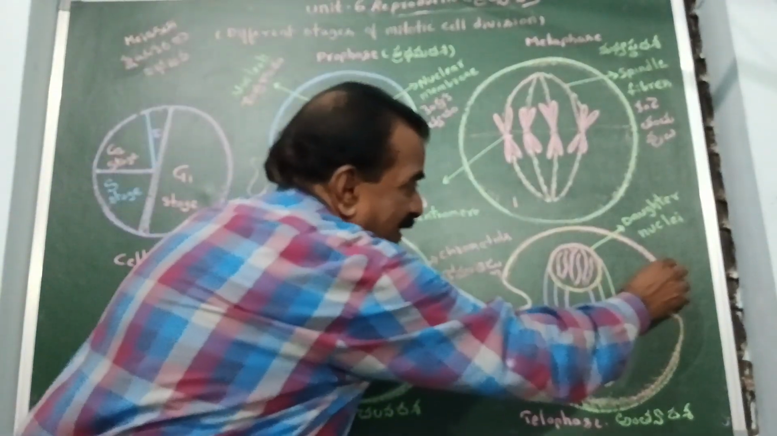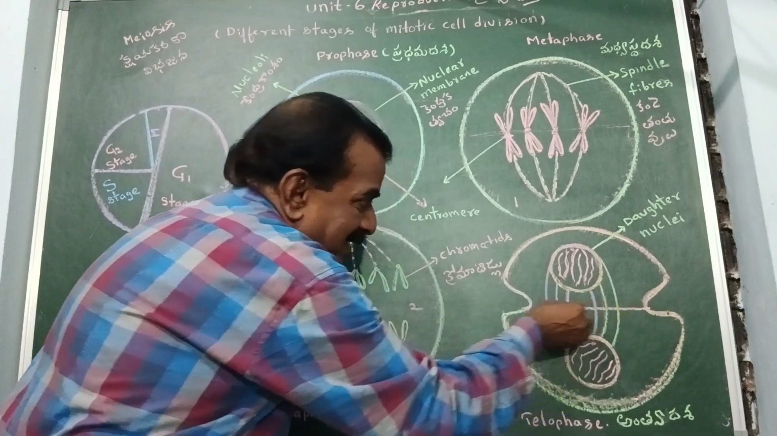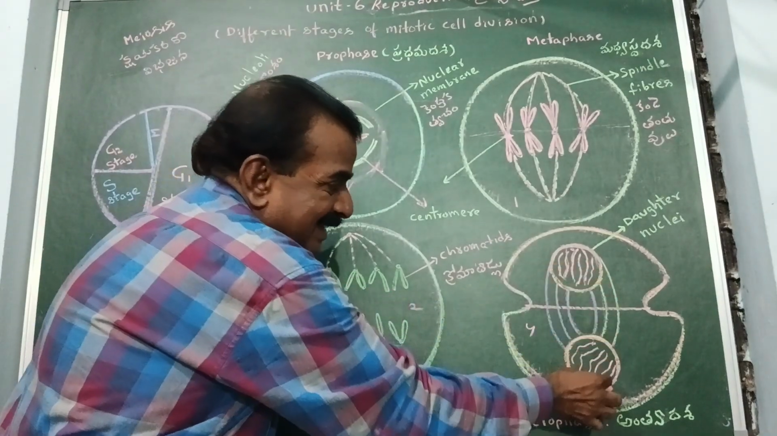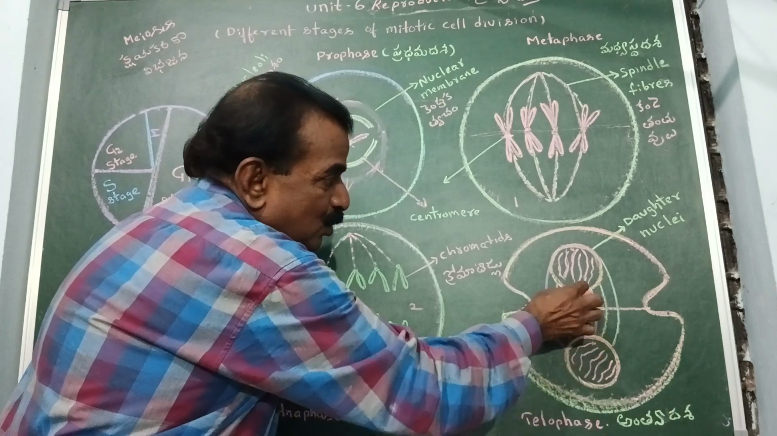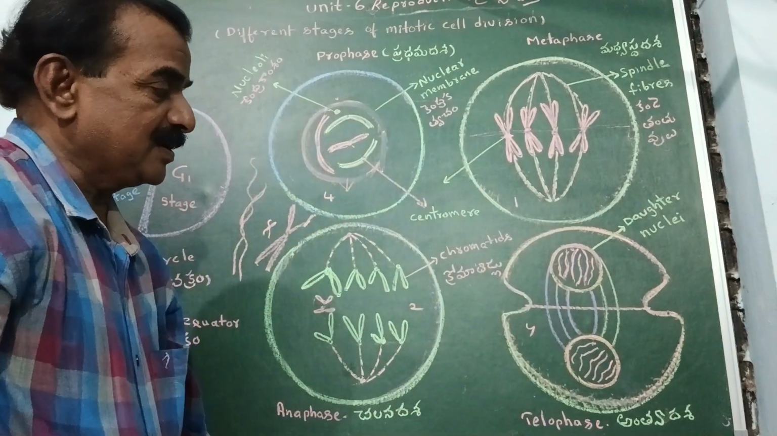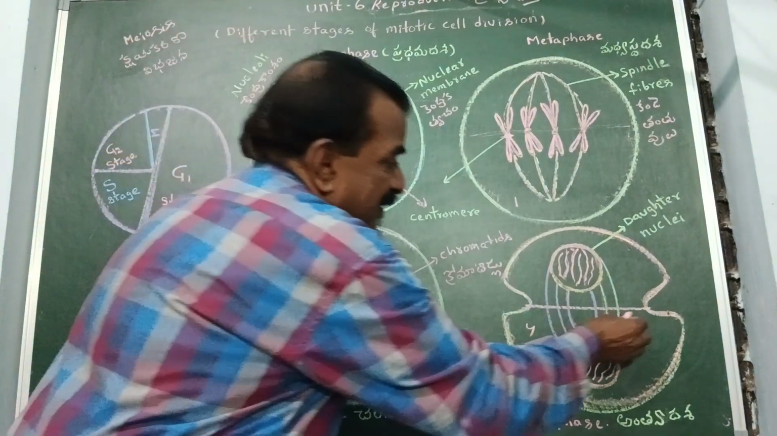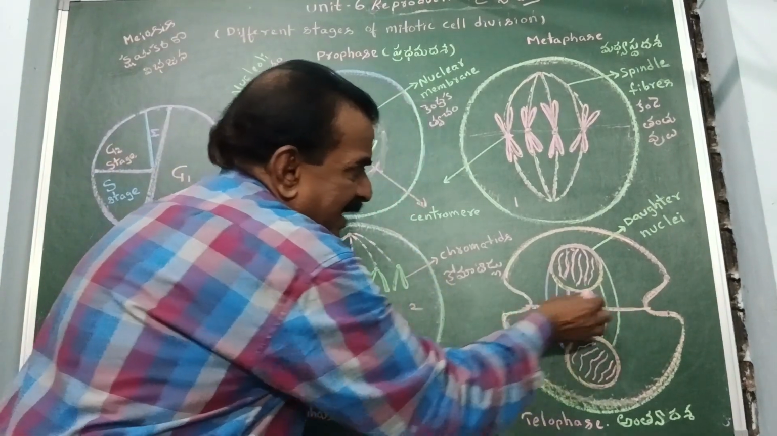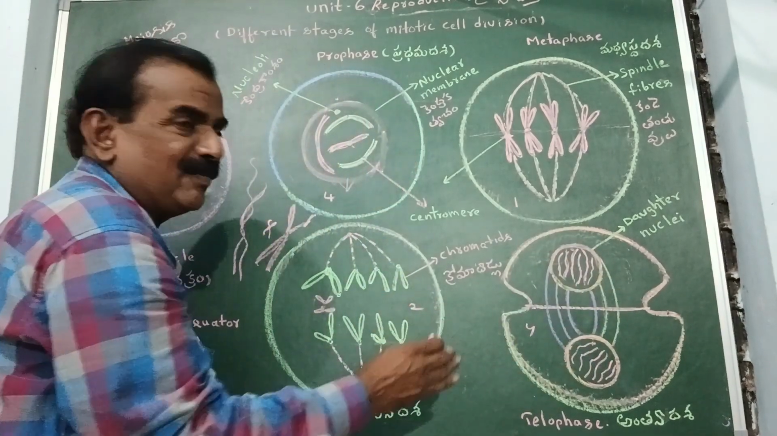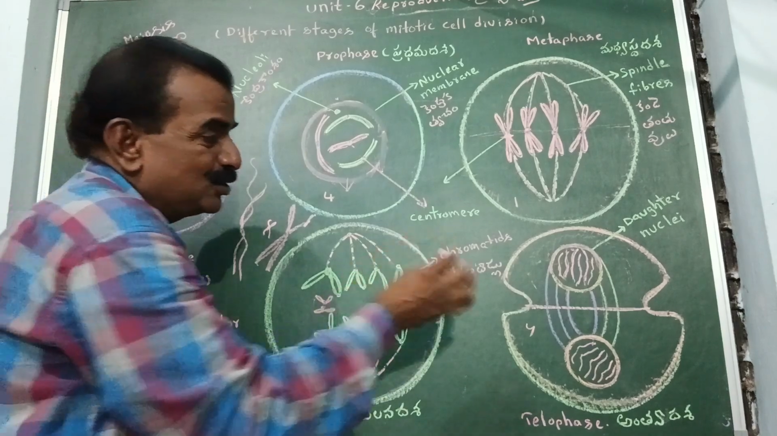After that, you see the cell gets pinched and separates, dividing into two. So this is one daughter nucleus, and this is another daughter nucleus. So the nucleus is divided into two, and two daughter nuclei form in case of telophase. At the end of telophase, the separation layer is formed, and finally two cells are formed, and the two cells get an equal amount of cell organelles, nucleus, and cytoplasm.